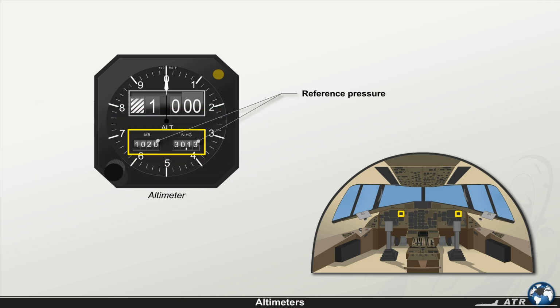Each instrument has 2 barometric counter displays that can be manually adjusted by the barometric setting knob. The left display shows the barometric pressure setting in millibars, MB, and the right display shows the barometric pressure in inches of mercury, INHG.